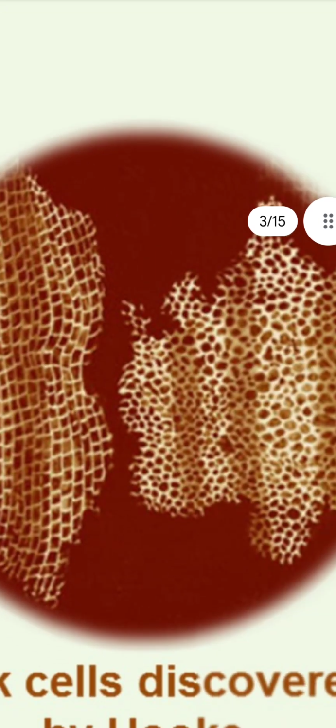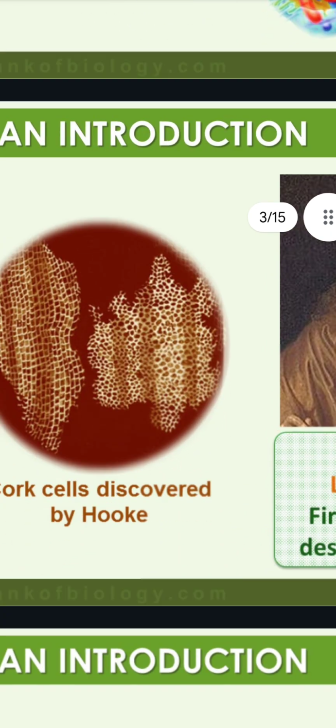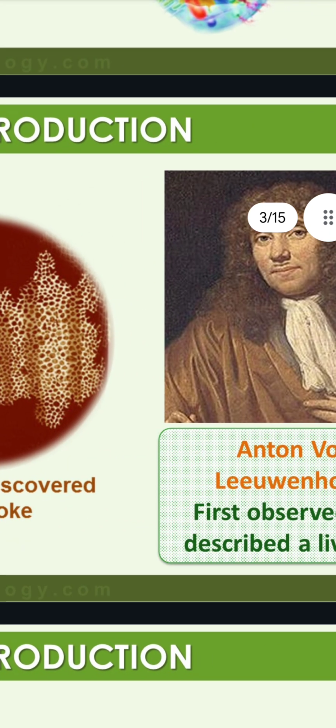Now you can see tiny compartment-like structures, right? They have their own compartments. Like this they have structure. This is nothing but the cell wall, which separates one cell from another. We'll learn in more detail, but now I'm just giving the introduction. Okay, done. Cork cells discovered by Hooke.